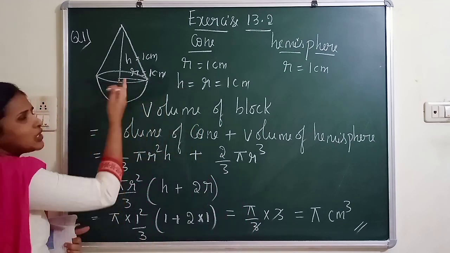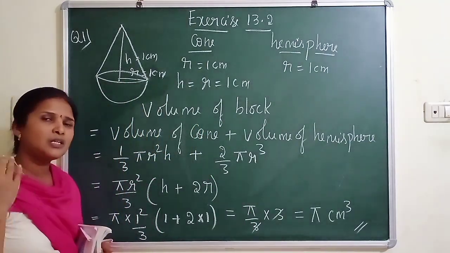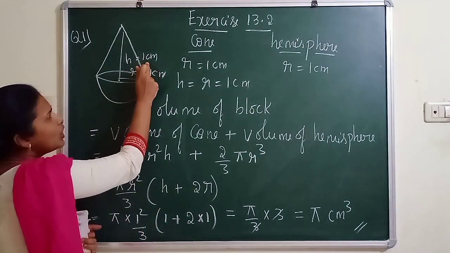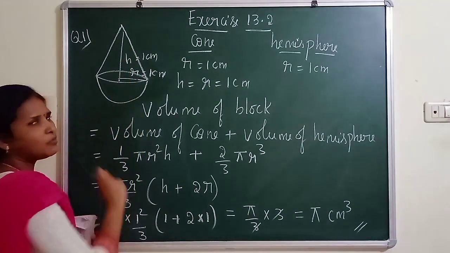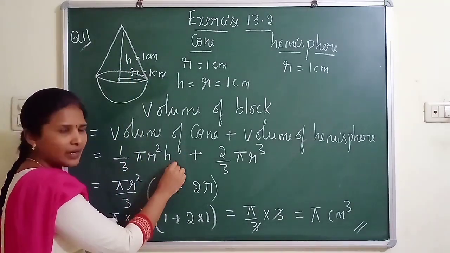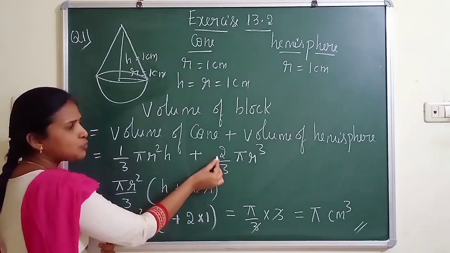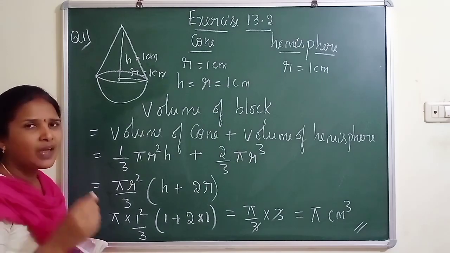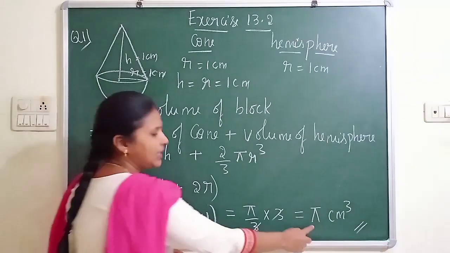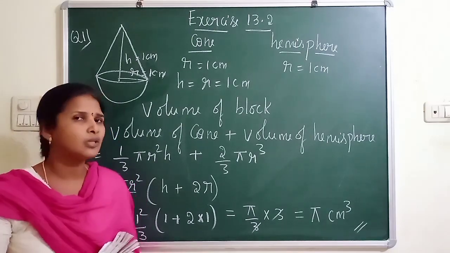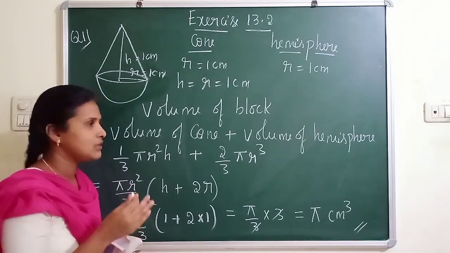So the volume remains the same. This is an important point to be noted. Now here both are closed, so we are not bothered about whether it is hollow or closed. So I have to add the volume of the cone plus the volume of the hemisphere. What is the volume of the cone? 1 by 3 pi r square h, and the volume of the hemisphere is 2 by 3 pi r cube. It is clearly given in the question that we have to find the volume in terms of pi. So there is no need to use the pi value 22 by 7 or 3.14. Keep pi as it is.